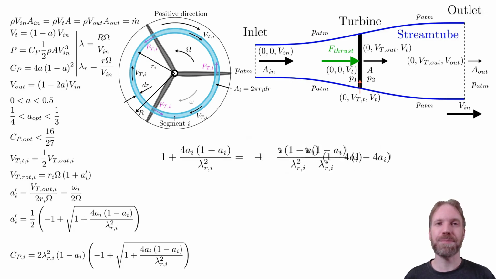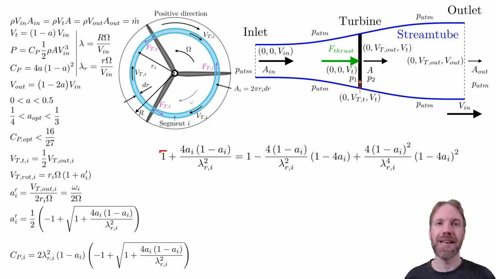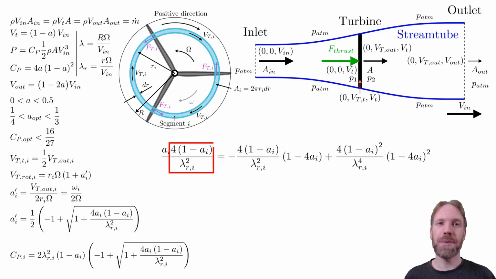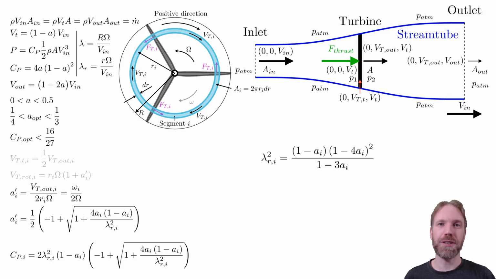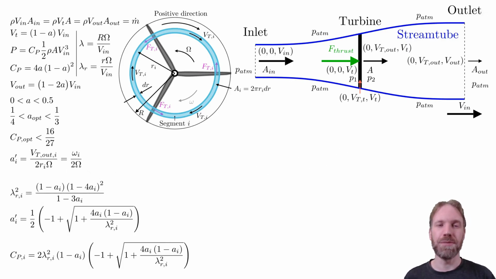Expand the square. Subtract 1 from both sides. For 1 minus a over lambda squared cancels. Remove parentheses. Combine and solve for lambda squared. This equation will give us the optimal axial induction factor if we know the local tip speed ratio. We will leave it on this form for now.